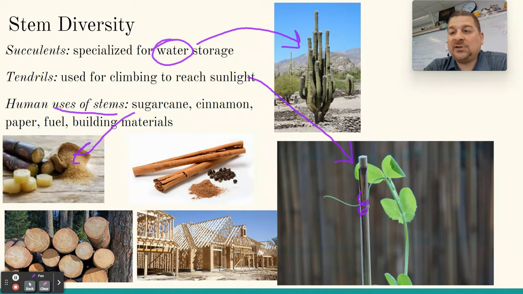Plus, humans have a lot of uses for stems. Sugar cane can be used for table sugar, for sweetening things. Cinnamon actually comes from a stem. If you've ever seen those sticks of cinnamon, they grind it up to the powder that maybe we're more familiar with. We use pulp from trees to make paper. We burn wood for fuel in fireplaces for heat. Importantly, we use them for building products, for 2x4s and lumber, for building things, desks and houses and all those kinds of things. So humans have put stems to good use throughout human history.